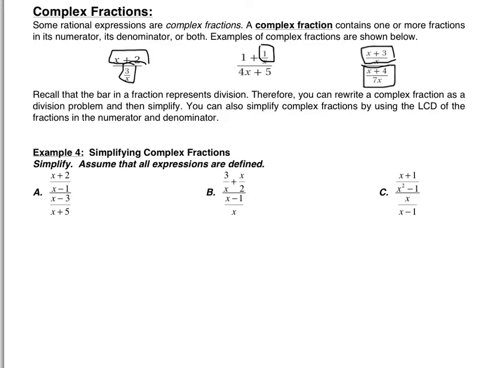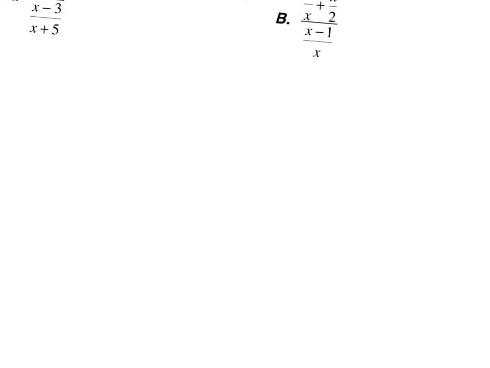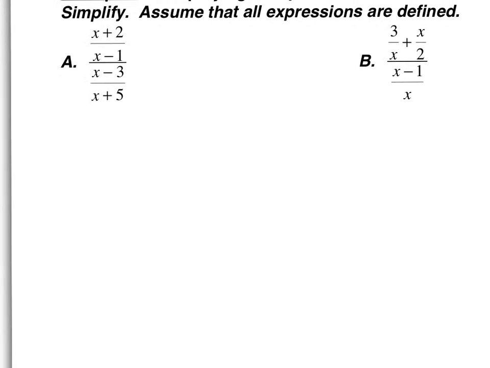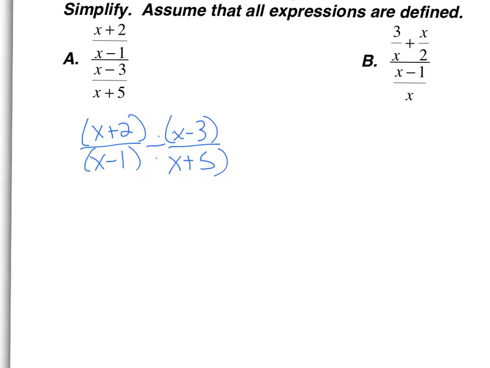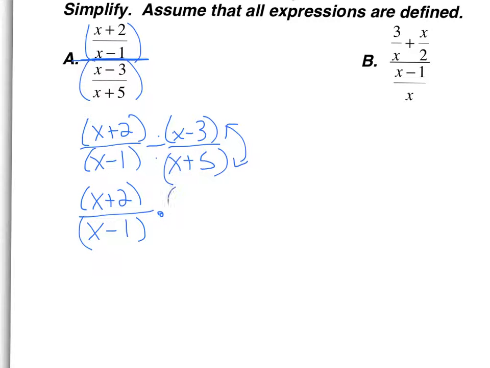So in example A, let's make this a little bigger. It's going to take us a little work. We have two fractions. So we know that if we have x plus 2 divided by x minus 1, that's one fraction, divided by x minus 3 over x plus 5. So this is our division bar. We have a fraction here divided by a fraction here. So we can rewrite it with the division symbol. And then we also know that if I take x plus 2 over x minus 1 times the reciprocal, I have x plus 5 over x minus 3.